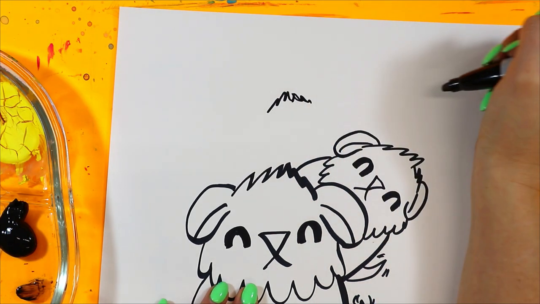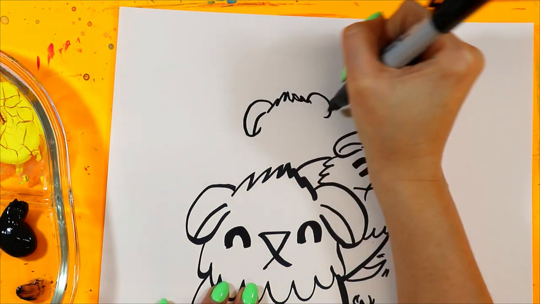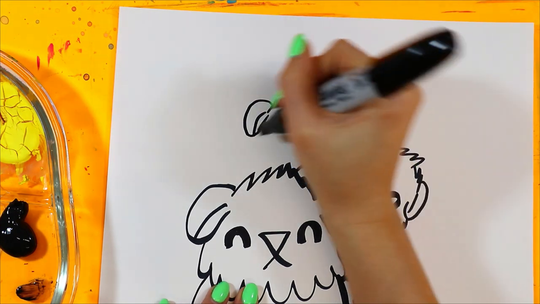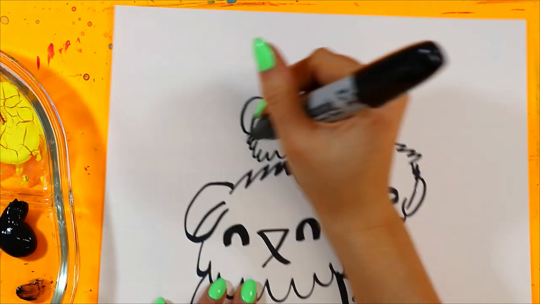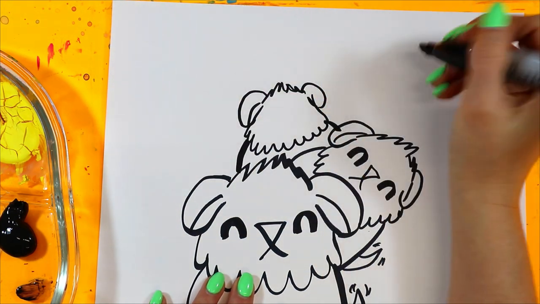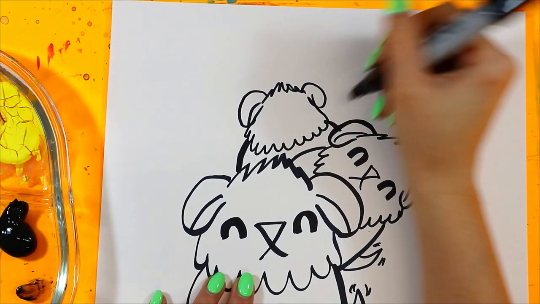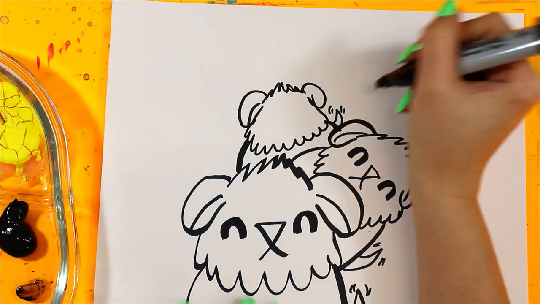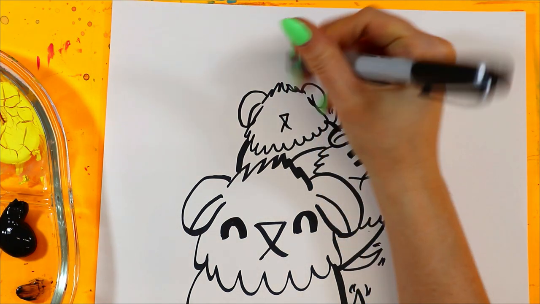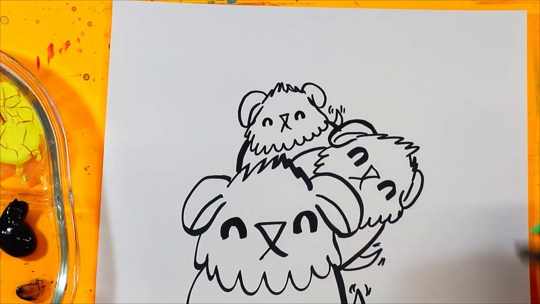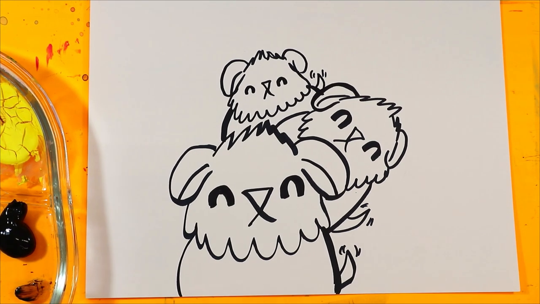Do some zigzags for the forehead. Two ears. Zigzag below for the face. Two lines down. Little tail. Upside down triangle and a mouth. With little eyes. And now we have our overlapping dogs.